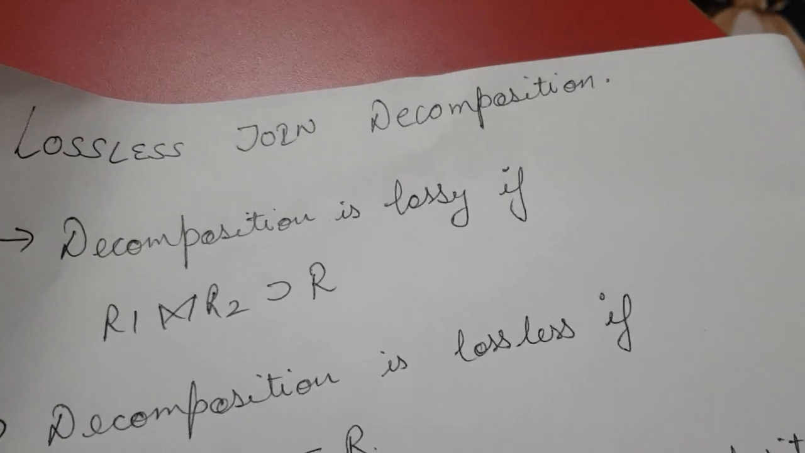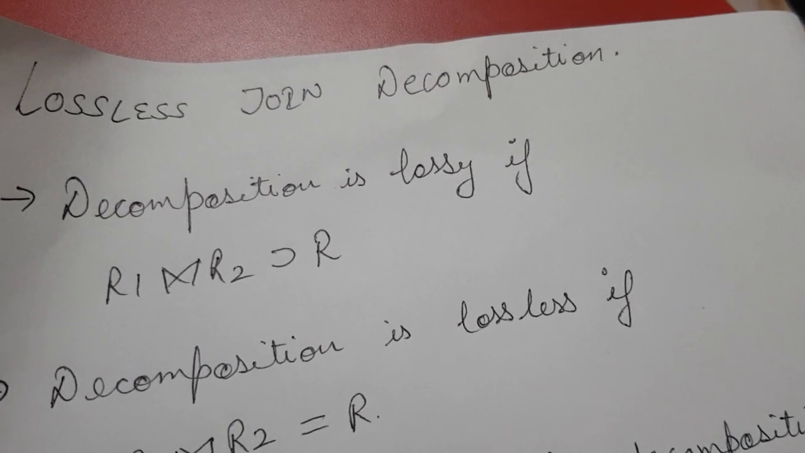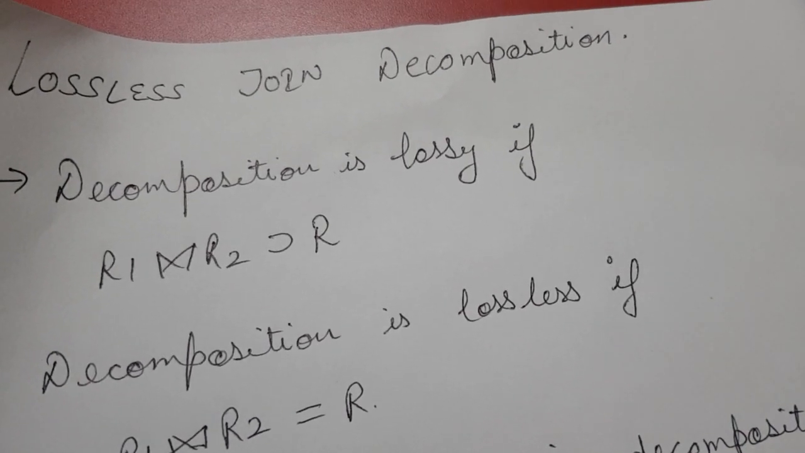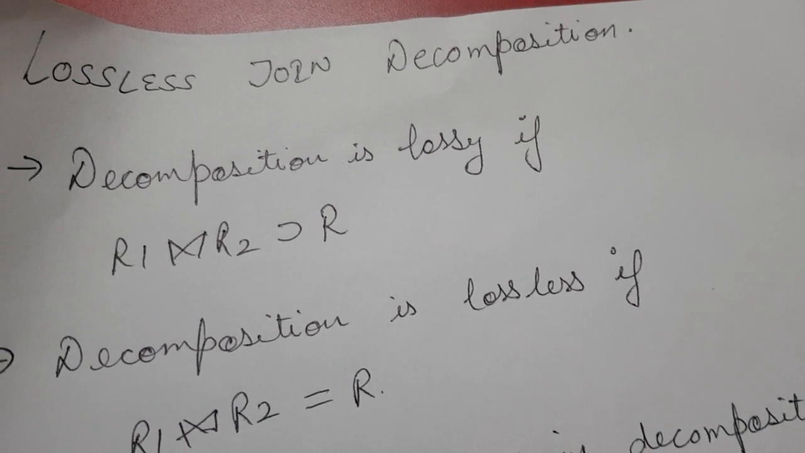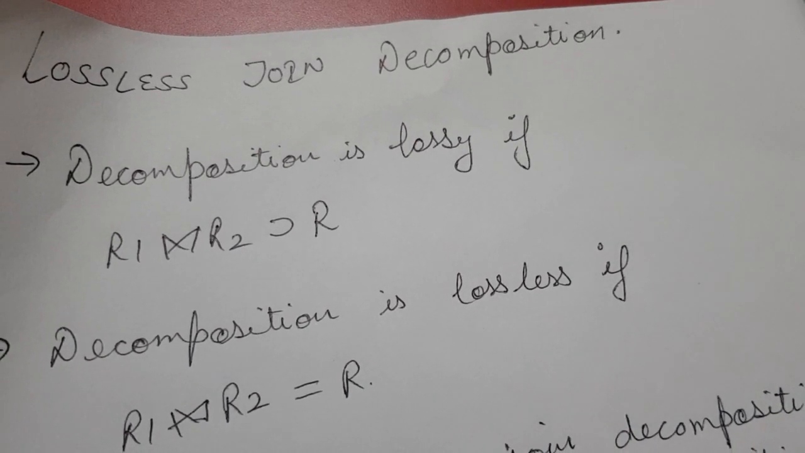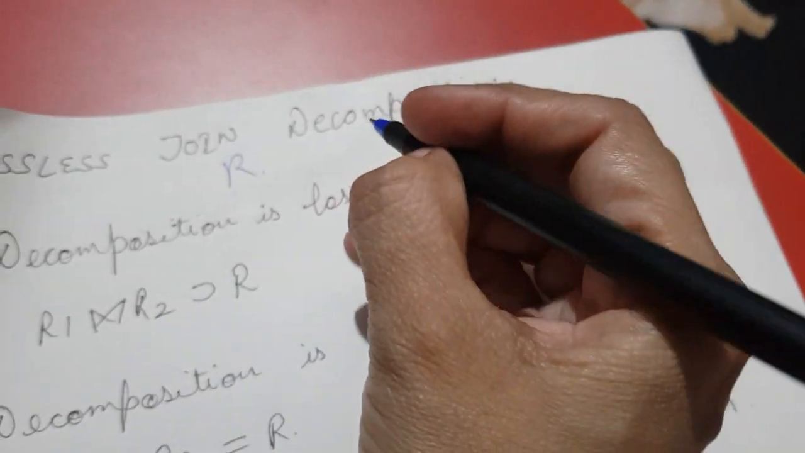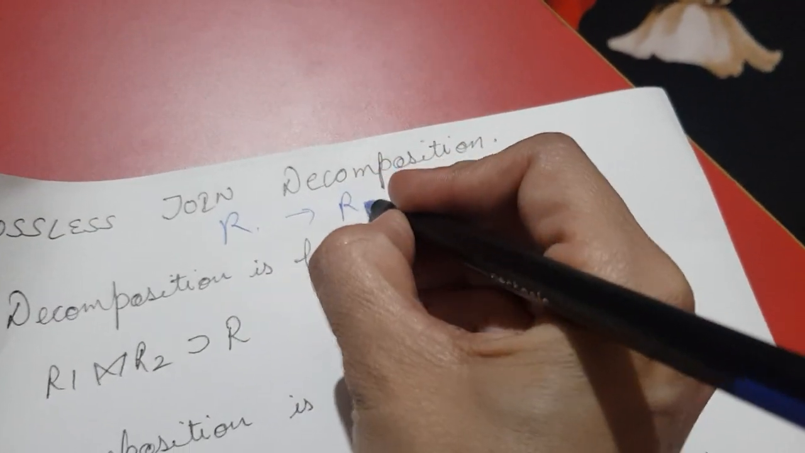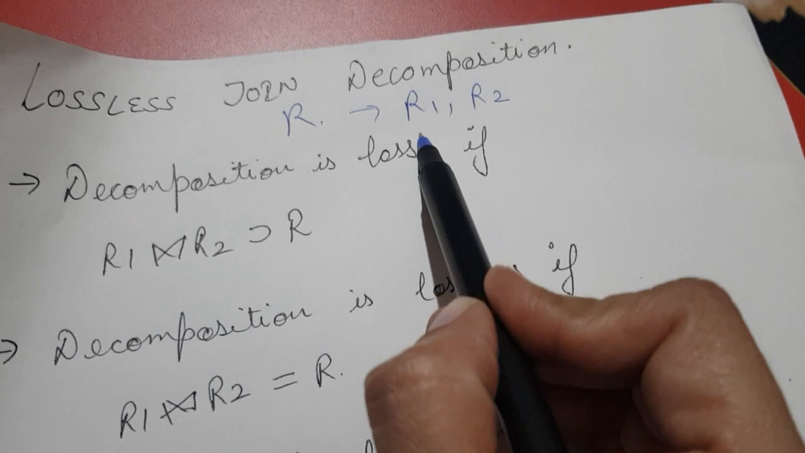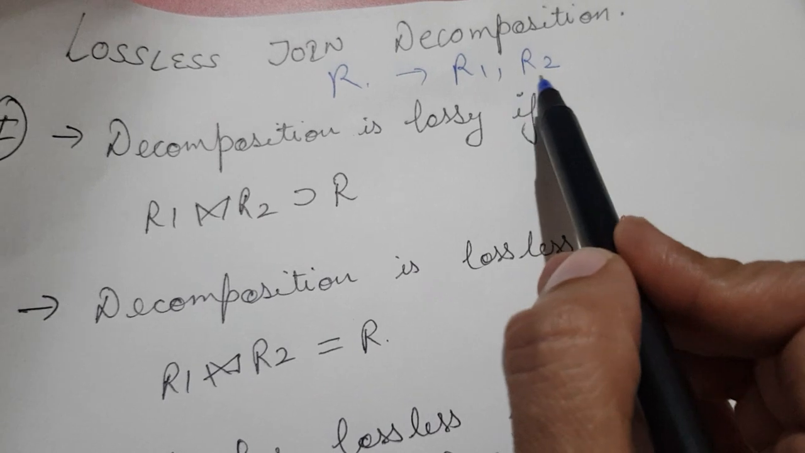This is a small video to discuss lossless joins and dependency preserving relationship. Now suppose we want to check whether the decomposition that we have done during normalization is lossless or lossy. Let us consider that we have one relation R and we have decomposed it into two relations, say R1 and R2. So R is the original relation and R1 and R2 are the decompositions or projections of this relation R.